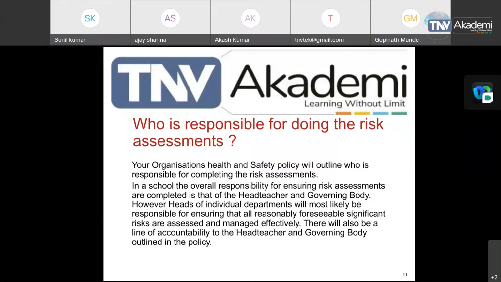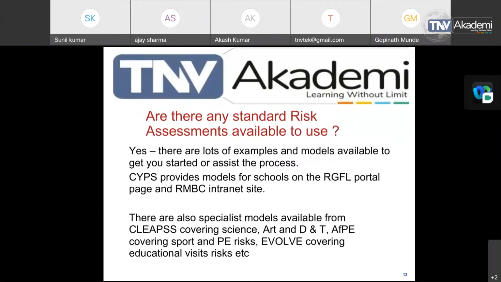As per the industry, they hire a person or present employee who does the risk assessment, because there are designated persons who assess the risk of their particular hazard. Are there any standard risk assessments available for you to use?